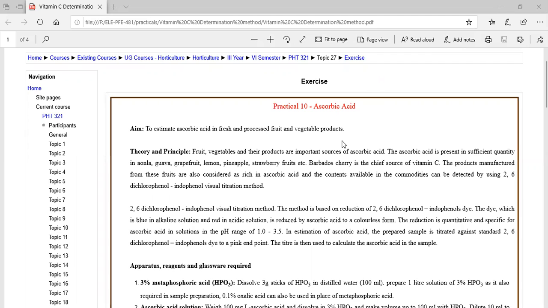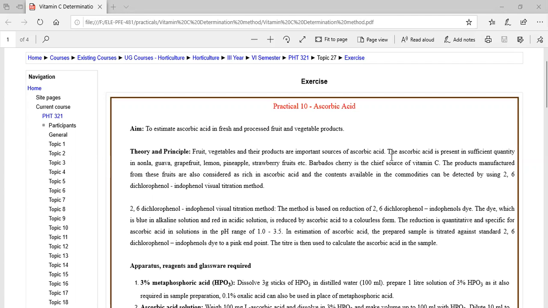Today we will learn about the practical to determine the ascorbic acid content in fresh and processed fruits and vegetable products. First of all, we will learn about the theory and the principle behind finding out ascorbic acid content. All fruits and vegetables, along with their products, are important sources of ascorbic acid. Ascorbic acid is also called vitamin C.